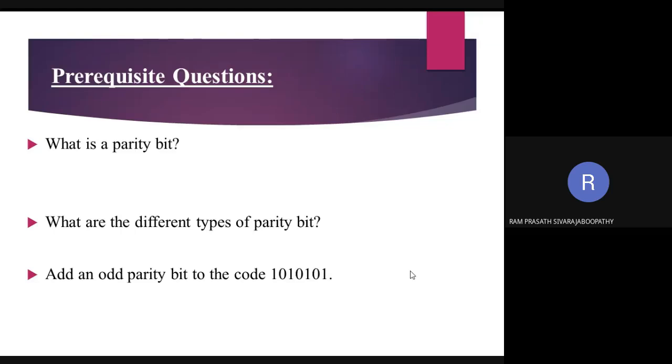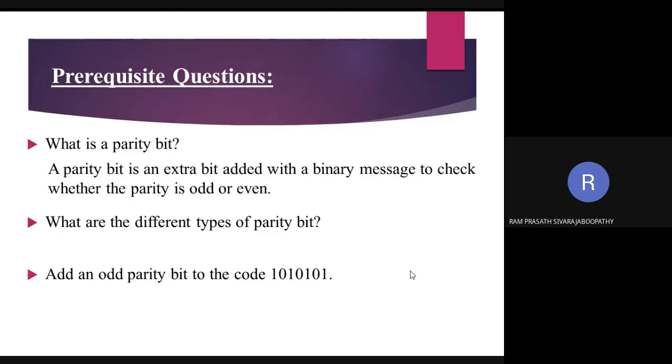Fine. What is a parity bit? Kindly type it in the chat. If I am sending an n-bit message, additionally what we have to introduce? An error detection bit. That we call a parity bit. It has to be attached with the message. So a parity bit is an extra bit added with the binary message to check whether the parity is odd or even. Okay, what are the different types of parity bit? There are only two. Odd, even, very good. Odd parity, even parity, very good.